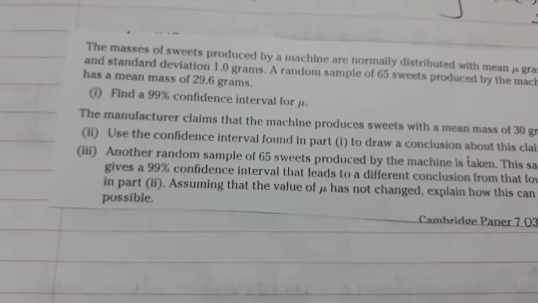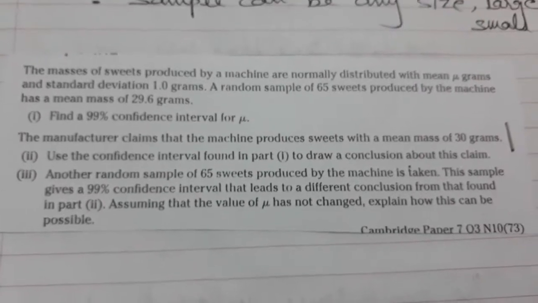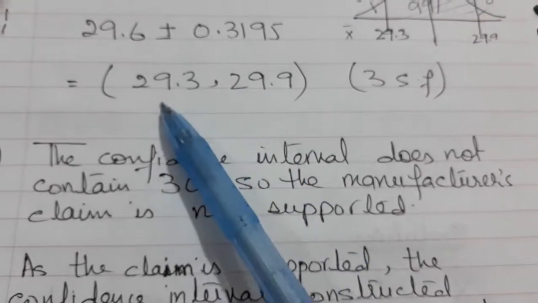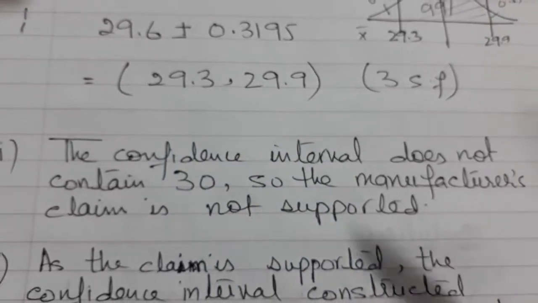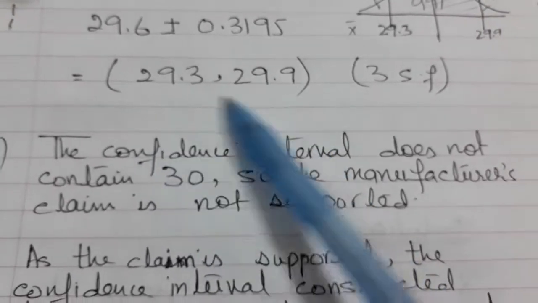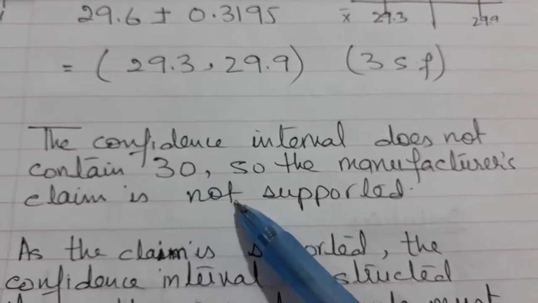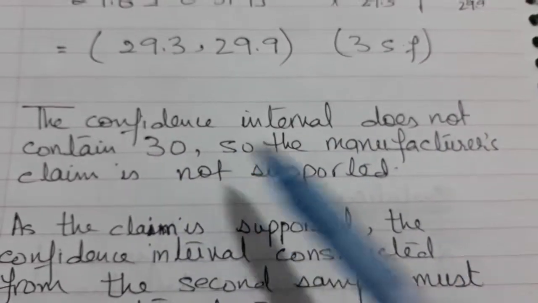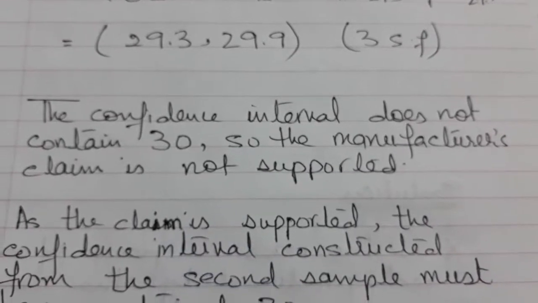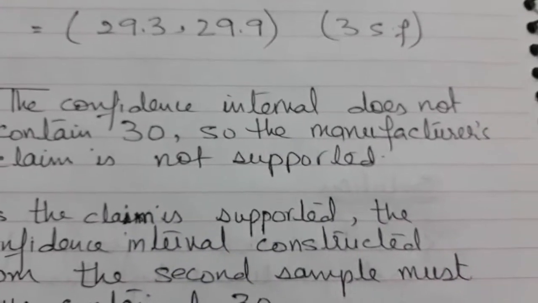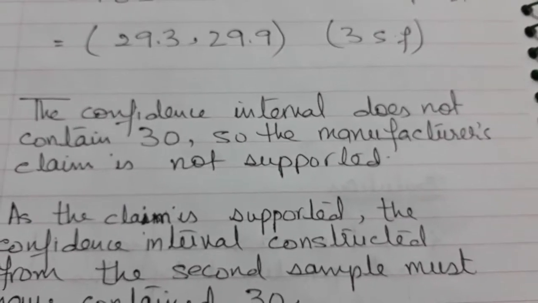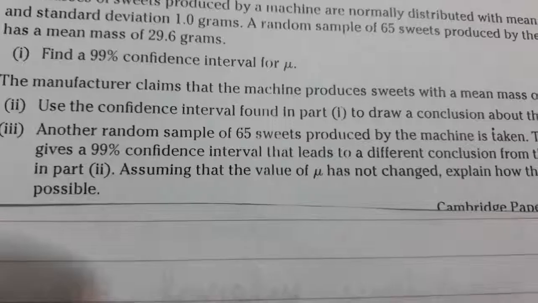So what do you say? How will you write? It's very simple. Since the end limits are this, and if you can recall the number line in your mind, 30 does not come between these two values. So you will simply say the confidence interval does not contain 30, so the manufacturer claim is not supported. Okay, so this is how you will write. It's just a 1 mark question. Let's see what part 3 is saying.